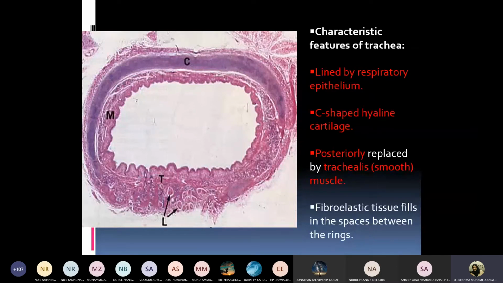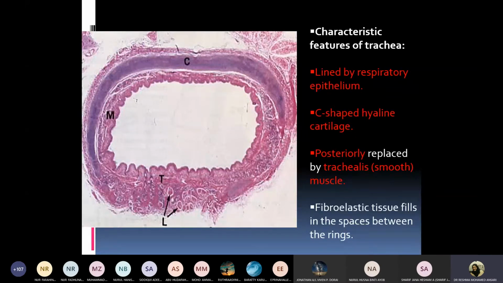Anteriorly, you will have a cartilage. Posteriorly, it is replaced by smooth muscle, or we call it trachealis muscle, and fibroelastic tissue fills in between the spaces between the rings. So in this figure, you can see anteriorly you will have C. C is the cartilage. Posteriorly, you just have only smooth muscle and fibroelastic tissue. So that will help to increase or decrease the size of the lumen.